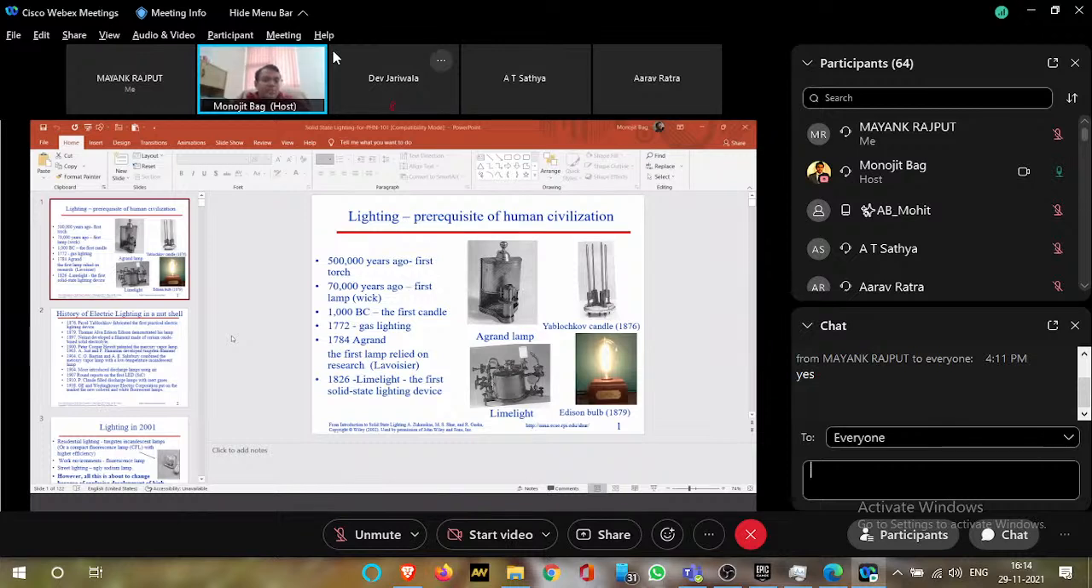So there comes the lighting part, because without light we cannot do anything. In daytime probably we'll be able to work, but at nighttime definitely we cannot. If there is no light, your work hours will also go down. Especially in tropical countries, we have almost 12 hours of daytime, so we don't feel like we have to work more.